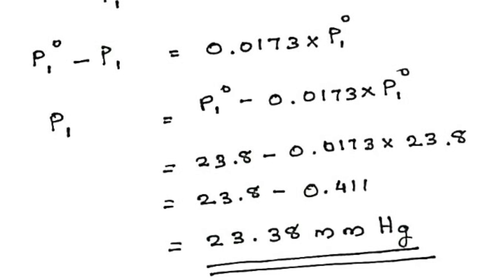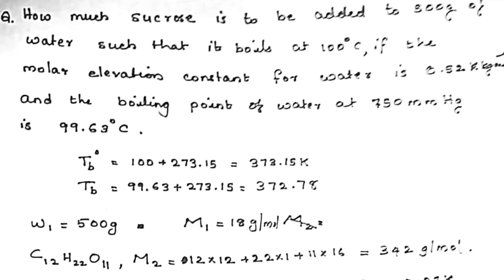So I hope you understand this one. Second one: how much sucrose is to be added to 500 gram of water such that it boils at 100 degrees Celsius, if the molar elevation constant for water is 0.52 Kelvin kilogram per mole, and the boiling point of water at 750 millimeters of mercury is 99.63 degrees Celsius. So what are the things given?